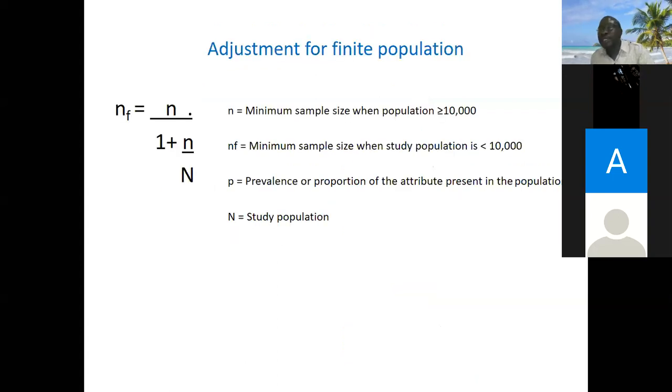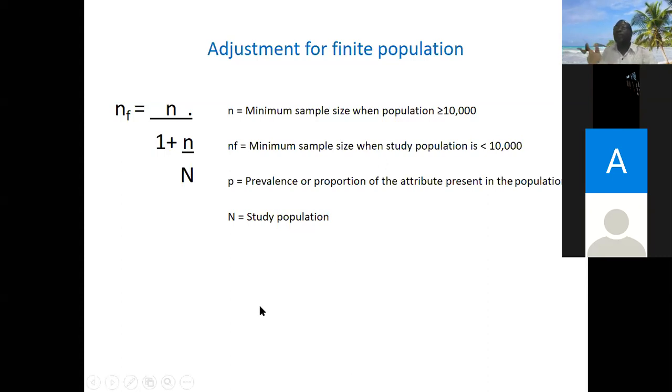Most of the time, as clinicians or health professionals, we study people that come to particular facilities. In a particular facility, the population you are studying per time may not even be up to 10,000. Maybe those people that have a particular condition come to a clinic over a year, over 6 months, over 3 months, over 1 month, it may not be up to 10,000. So in that case, this is just to adjust.